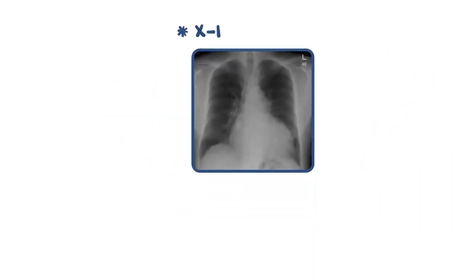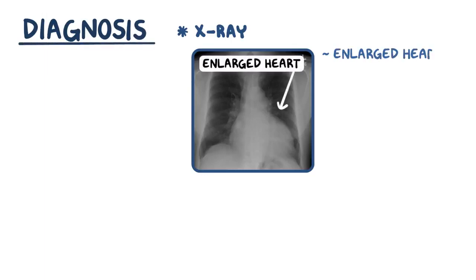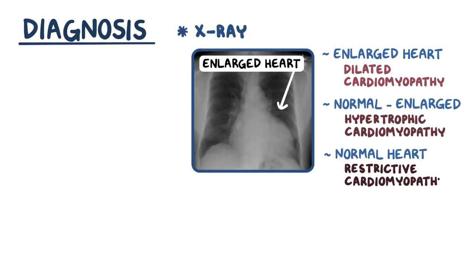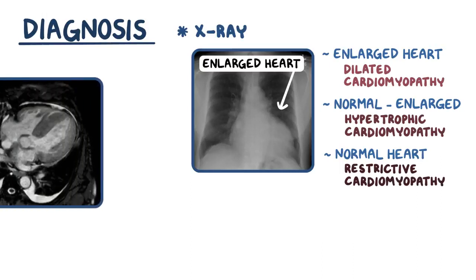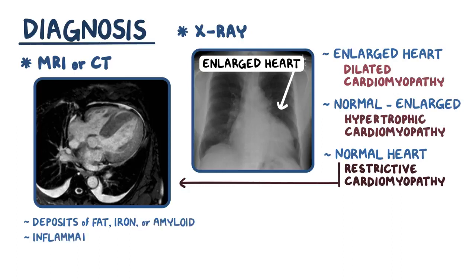Sometimes imaging with an X-ray can be helpful for diagnosing cardiomyopathy, showing an enlarged heart in dilated cardiomyopathy, a normal to enlarged heart in hypertrophic cardiomyopathy, or a normal heart shape in restrictive cardiomyopathy. In some cases, especially in restrictive cardiomyopathy, cardiac magnetic resonance imaging, or computed tomography, is done to look for deposits of fat, iron, or amyloid, as well as evidence of inflammation or long-standing fibrosis.